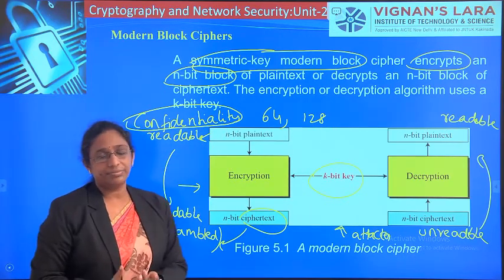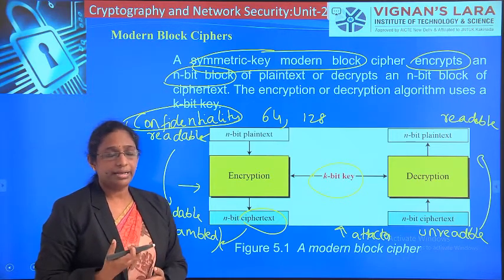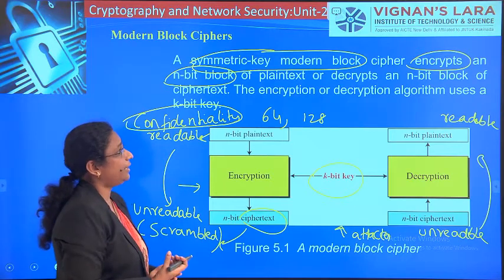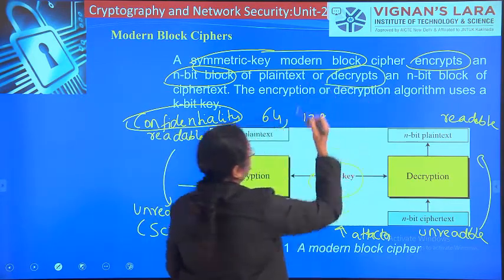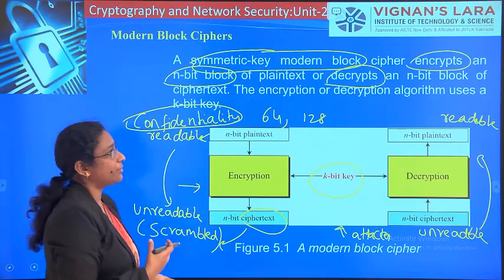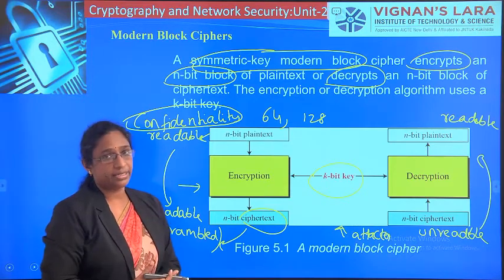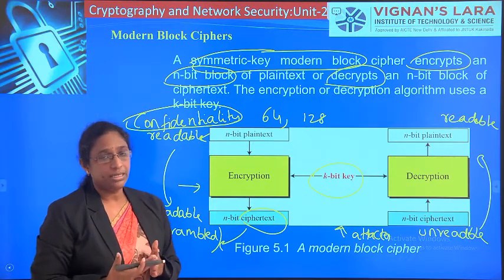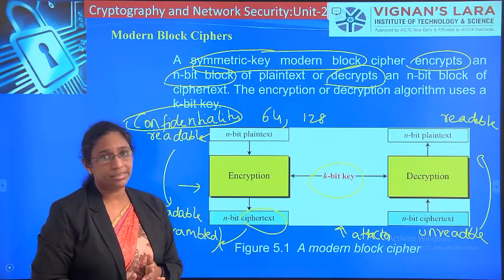So block cipher means that at a time one block of data will be processed, one block of data will be encrypted. Similarly, decryption means converting unreadable data into a readable form. So it is the decryption of an n-bit block of ciphertext. And the encryption and decryption algorithms use the same key, since it is a symmetric key cipher.